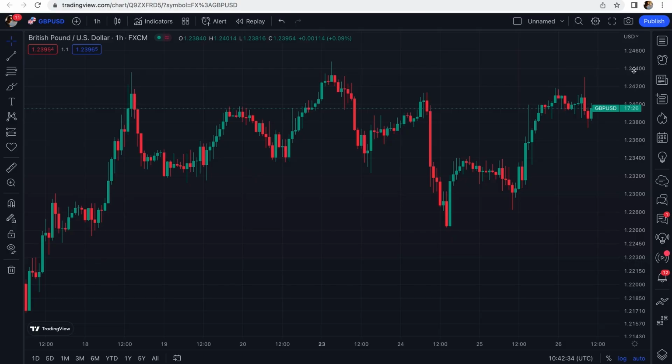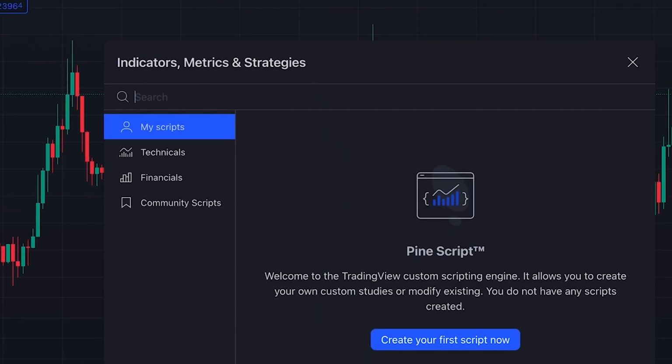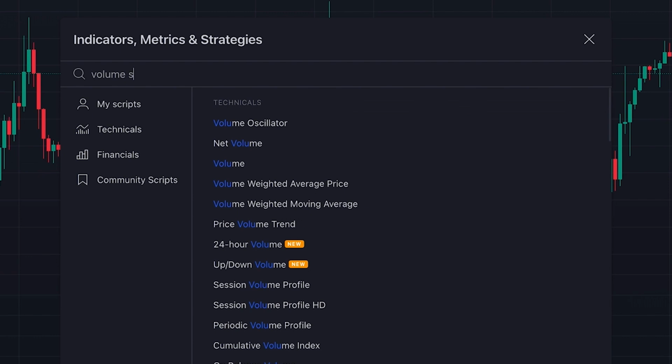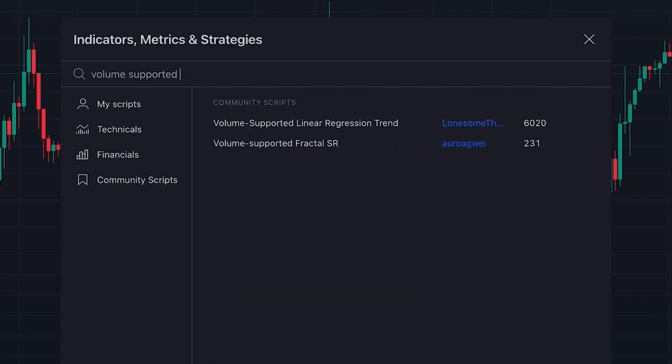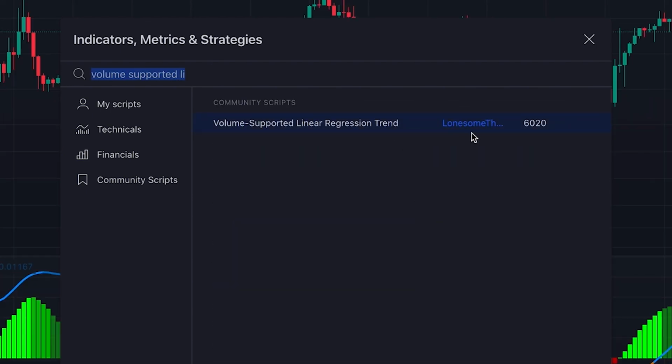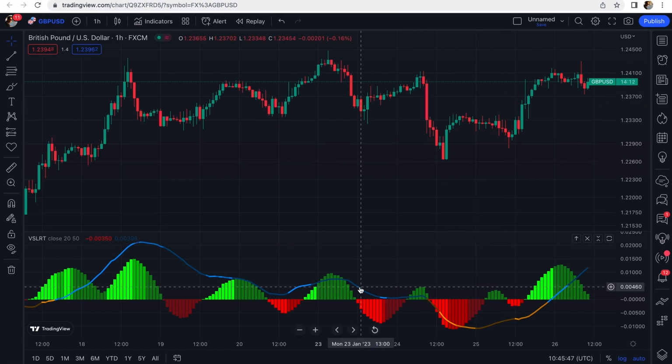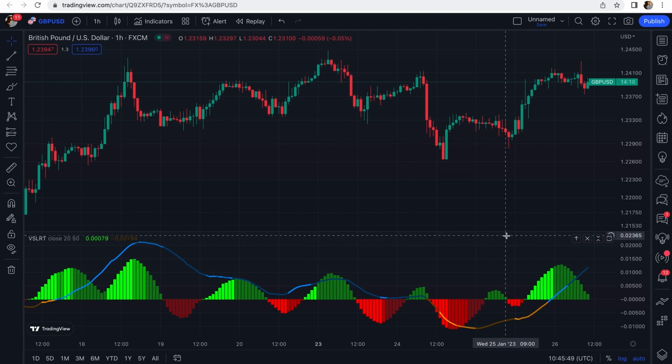In today's video, I want to show you the most accurate buy-sell indicator in TradingView. To add this amazing indicator to our chart, here we click on indicators and we search volume supported linear regression. This one, which is written by someone named Lonesome the Blue. This wonderful indicator calculates linear regression not only based on the price, but also combines it with volume.